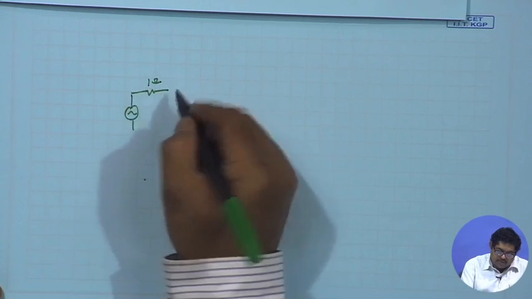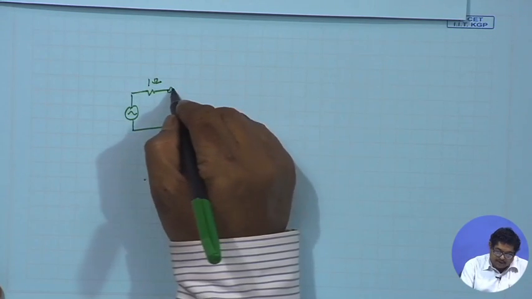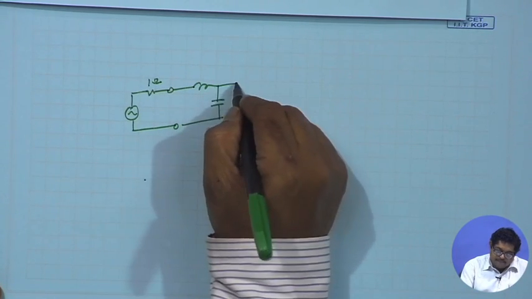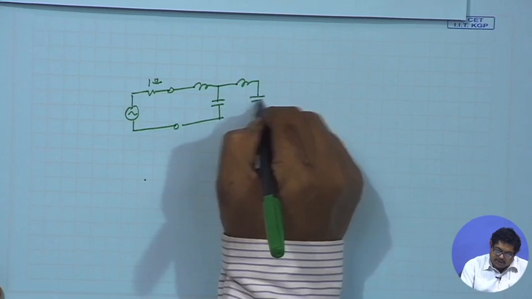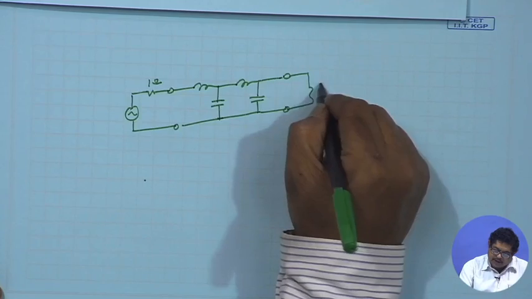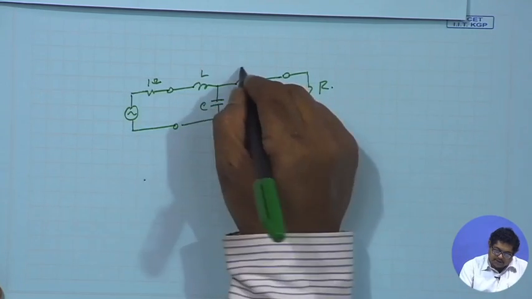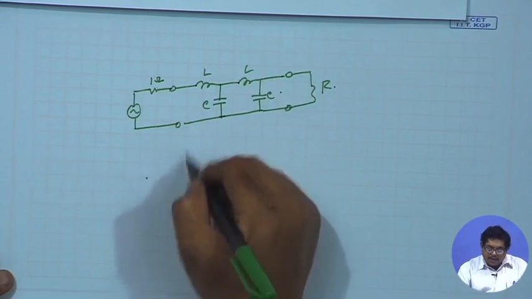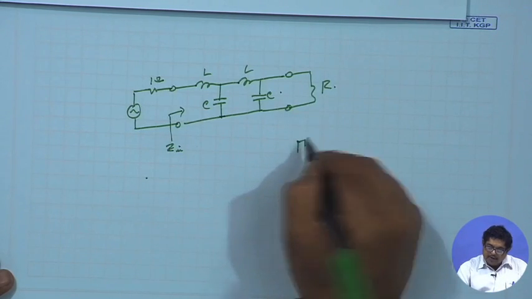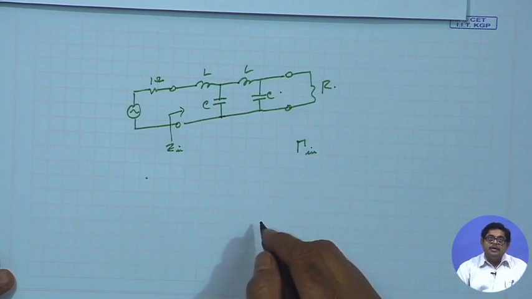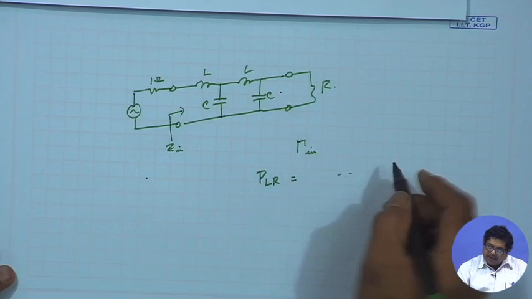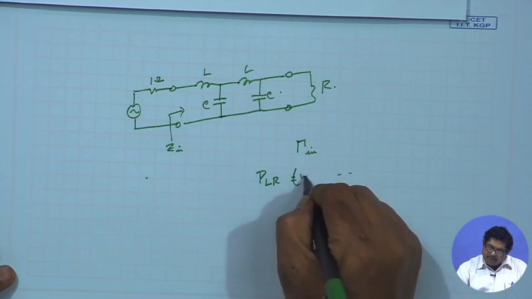This is 1 ohm, then I have another LC, so n is equal to 4. Then on this side again I will have this R. So this is L, this is C, this is L, this is C. I will find out what is Z in. From Z in I will find out what is gamma in. From gamma in I will find out what is PLR. So I will have PLR as a function of omega square here.